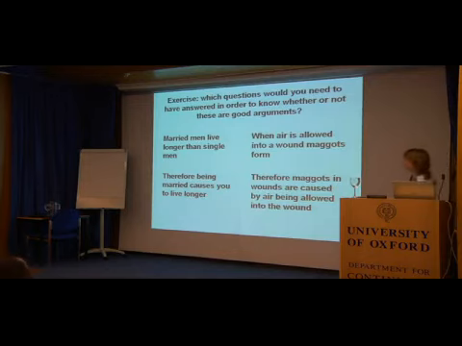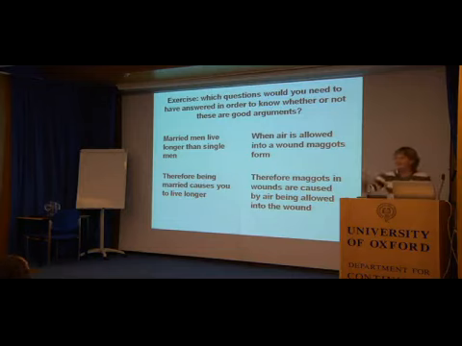Okay, married men live longer than single men, therefore being married causes you to live longer. I apologize for this one. When air is allowed into a wound, maggots form. Therefore, maggots in wounds are caused by air being allowed into the wound.